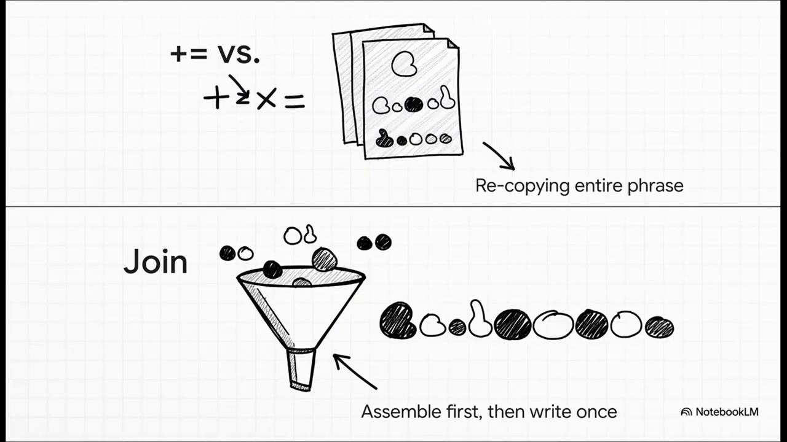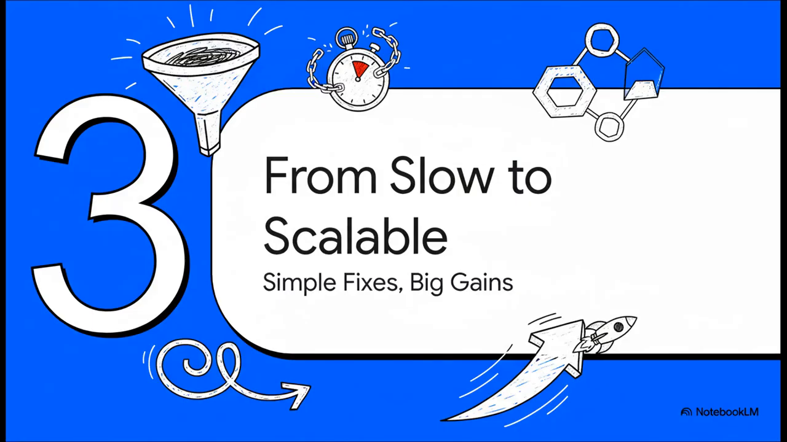And here's why. See, in most languages, strings are immutable. That means when you use plus equals, the computer can't just tack on the new part. It has to create a brand new, bigger string, copy all the old content over, and then add the new content. Imagine writing a long sentence, but for every single word you add, you have to recopy the entire sentence from the beginning. It's an insane amount of wasted work. Using join is like gathering all your words first and then writing out the final sentence in one single efficient step.